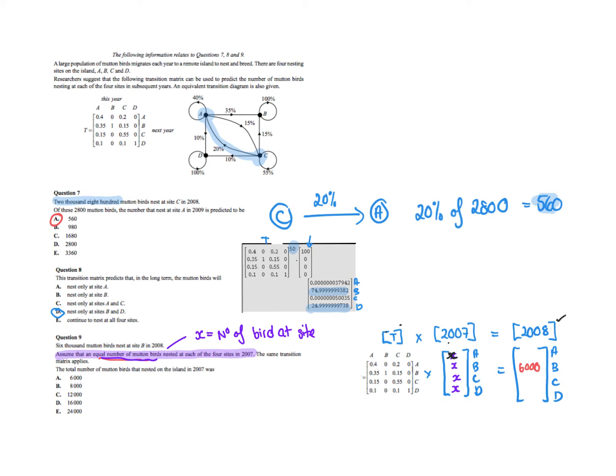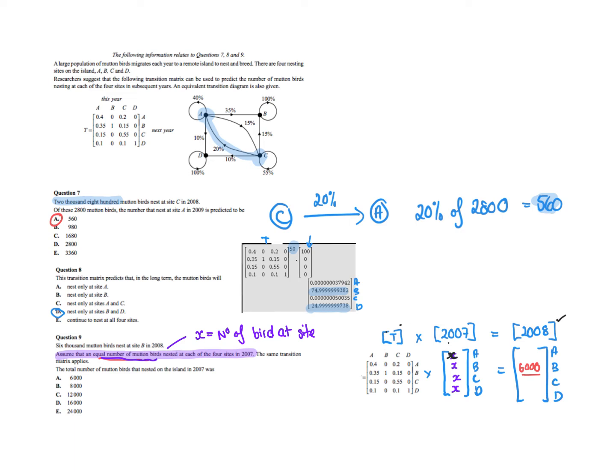And they did tell us that in 2008, the next year, they told us this B value. So I know it's 6,000. So it says, what's the total? We need the total number of mutton birds. So we pretty much need to know what X is so we can work out the total.